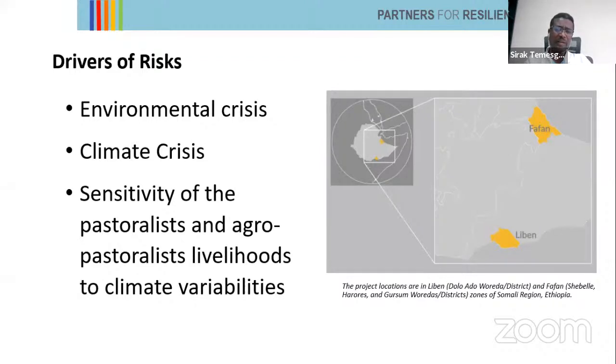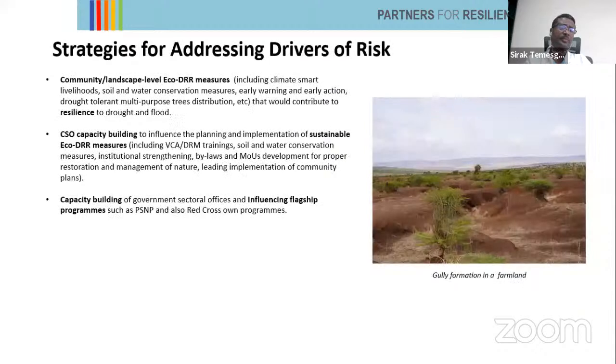The third driver of risk is the sensitivity of the livelihood of this community, the pastoralist and agro-pastoralist community. Whenever there is a small variation in the rainfall pattern, these communities are severely affected. Even in the recent drought in Ethiopia in 2021, more than 500,000 livestock died as a result of the drought.